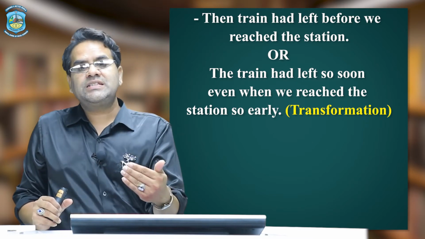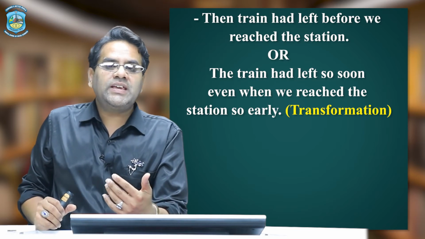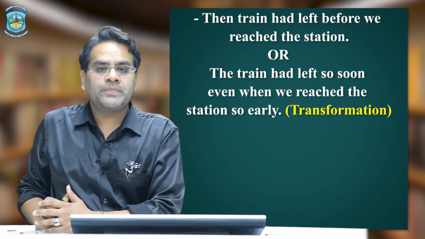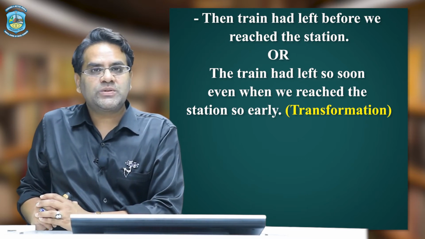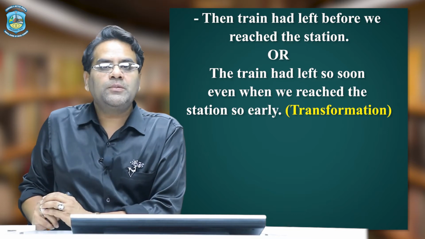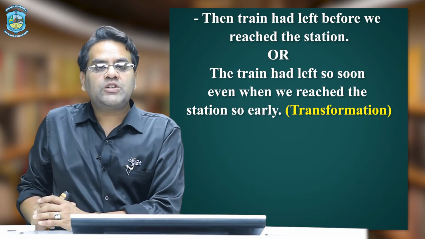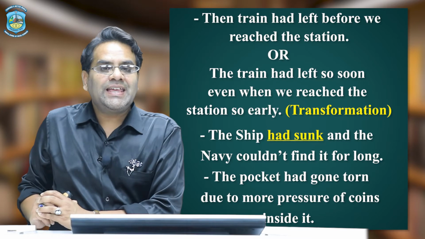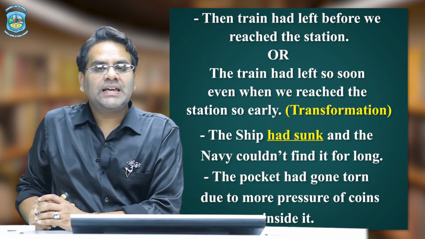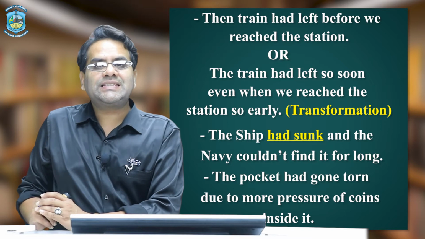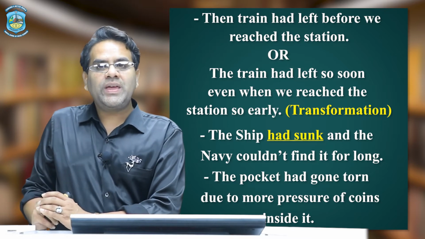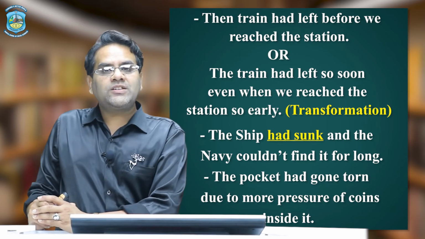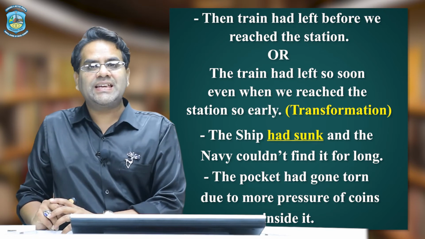This second example was actually a transformed version of the statement which I have just shared with you. Now look at the last two statements of the same part of past perfect. The ship had sunk and the Navy couldn't find it for long. I have taken the helping verb had and taken the third form of sink. Sink, sank, sunk. So we have taken it as had sunk. And the last statement, the pocket had gone torn due to more pressure of coins inside it.